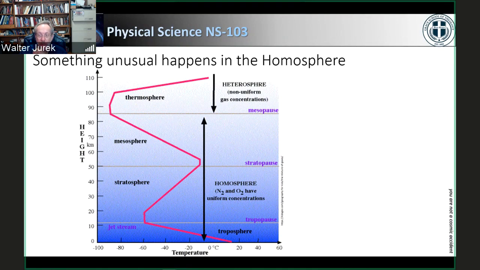Then look what happens here. The red line goes up and to the right. Wait a minute. To the right means it's getting warmer. And I'll explain why it does that here in just a minute.